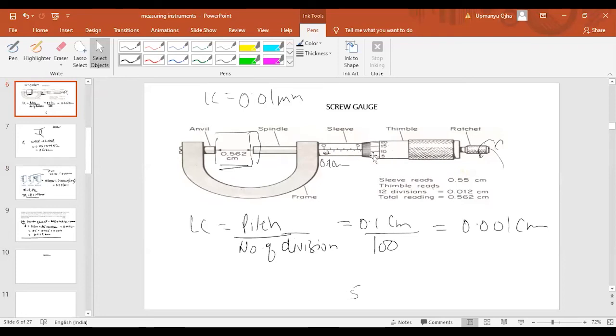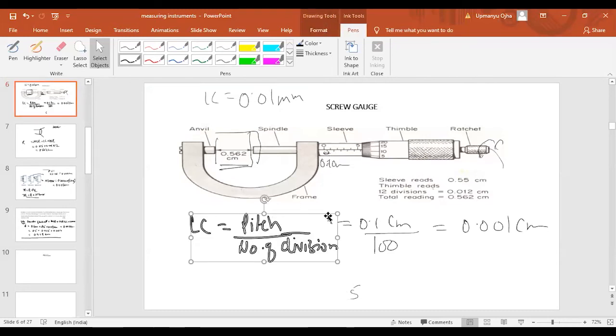Now, if the circular scale has 100 divisions and I rotate it by one complete rotation, how much length has it covered on the main scale? That length covered on the main scale is the pitch of the instrument. So in this case, how much is it getting displaced? 0.1 centimeter.